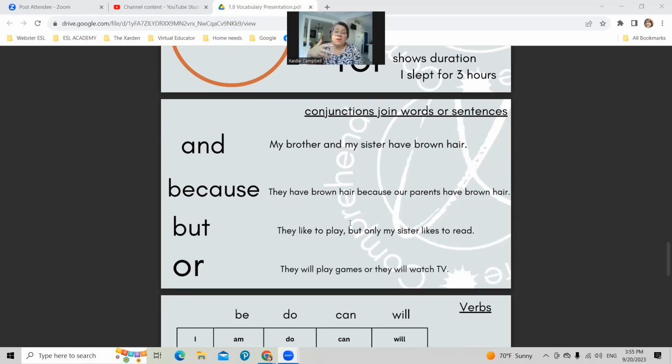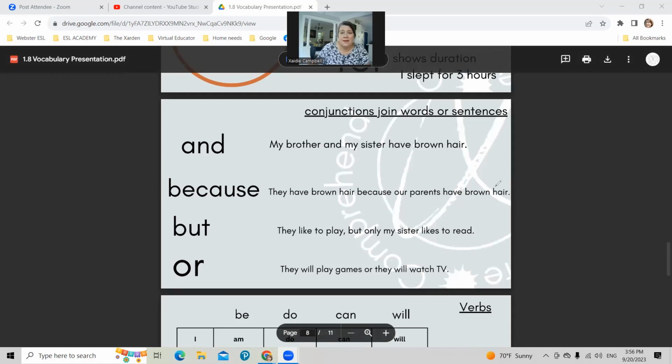Okay, we also have a lot of conjunctions. Conjunctions are words that join 2 sentences or 2 things. Okay, for example, and they also show relationships. And my brother and my sister have brown hair. My brother has brown hair and my sister has brown hair. They're both the same. And because, okay, so this one, let's annotate this.